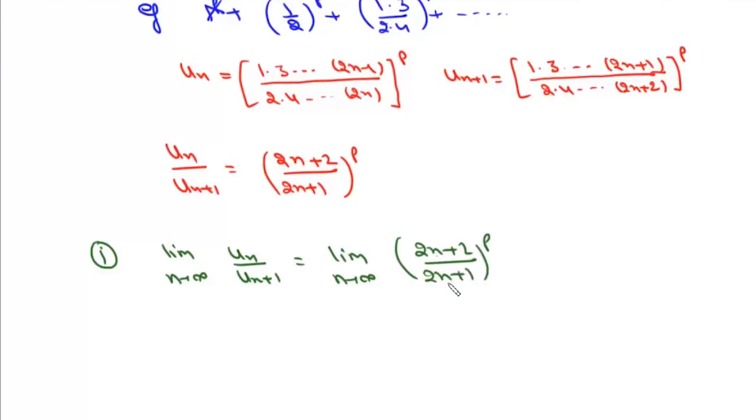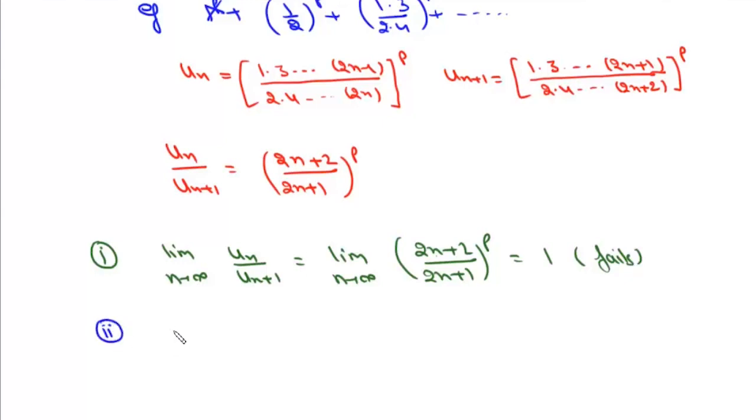Now coefficient of n in the numerator and denominator is both 2. So 2 upon 2 is 1. So this is 1. That means this ratio test, it fails. So D'Alembert's ratio test, it fails. Then we'll go to logarithmic test.